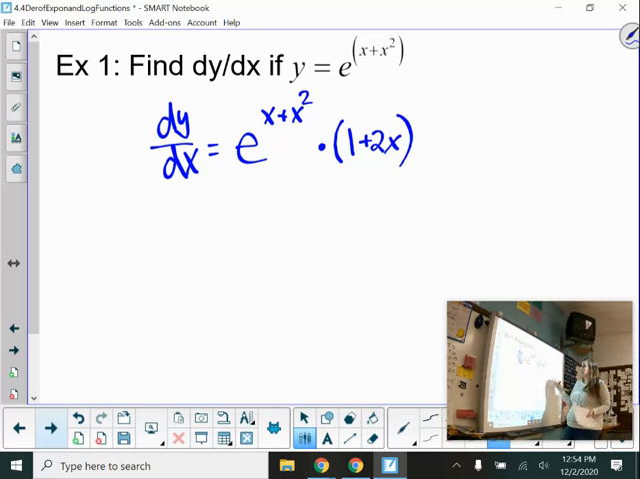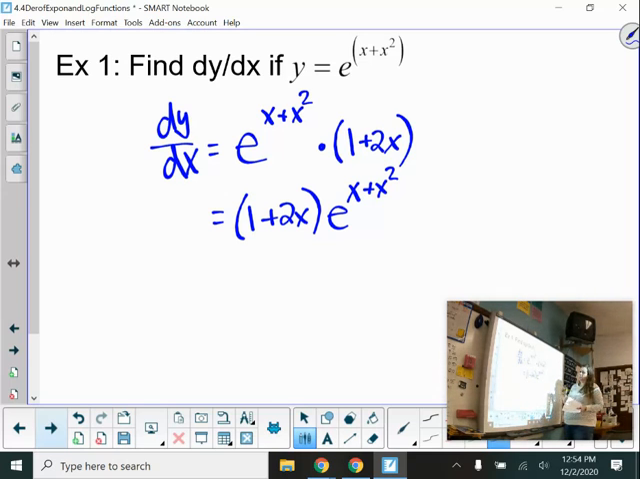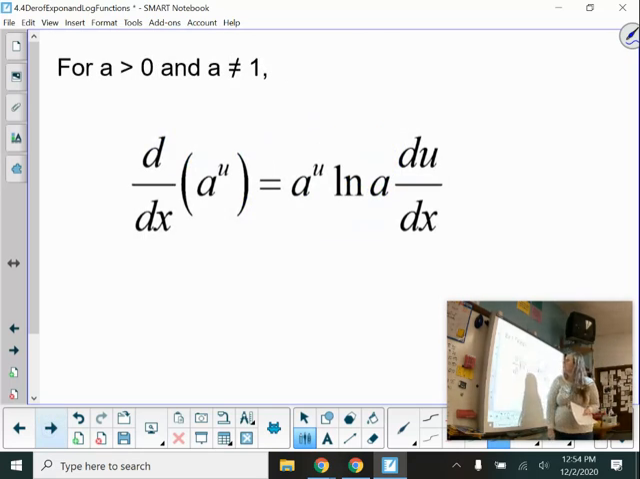You can leave your answer like this, or you could actually rewrite it to put the 1 plus 2x out in front, and then times e to the x plus x squared power. So that is something that you need to be aware of as well.